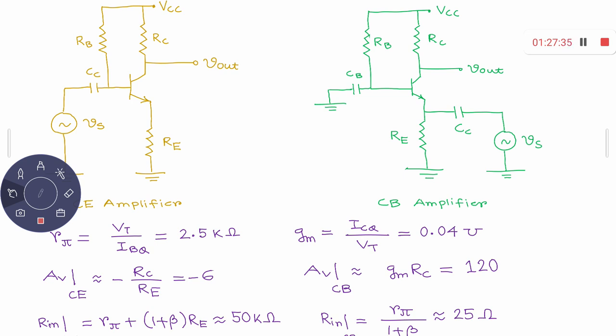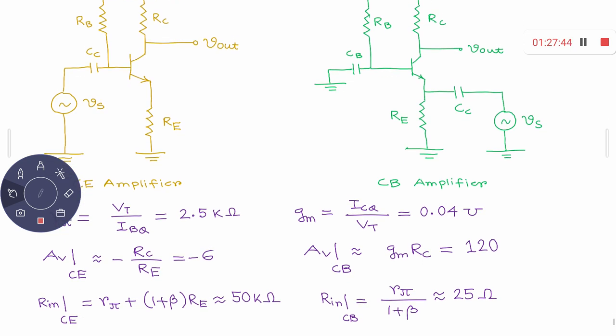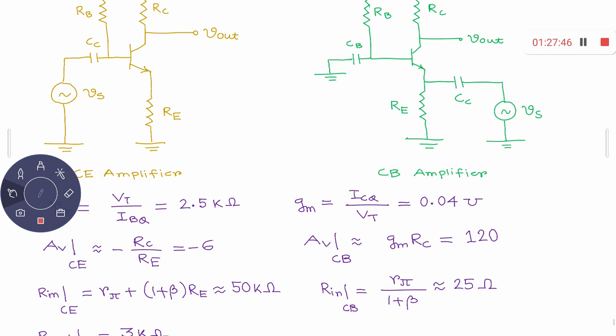Less than this. Let's see how much less. You have some coupling loss? What is the input resistance? For the common emitter stage, we have this resistance RE present. So that's why it is R pi plus (1 plus beta) times RE. That is the resistance of the stage, the common emitter amplifier, that is 50 kilo ohms.